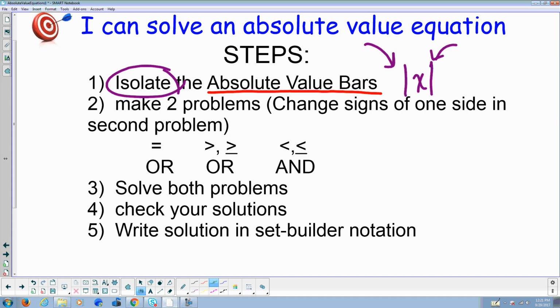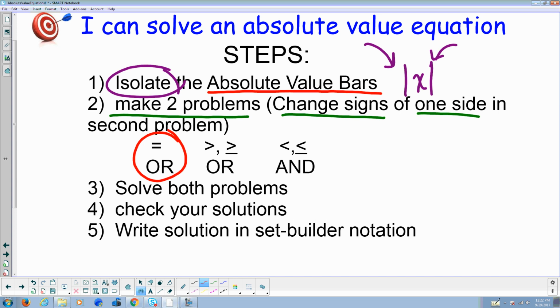The second step is going to be to make two problems. When we're making two problems, for our first problem, we are going to keep all the signs as they are. And for our second problem, we have to change signs of just one side. We'll look at how that works in an example. Another thing I need you to know is when we see an equal sign in absolute value equations, we're going to divide the two problems with the word or.